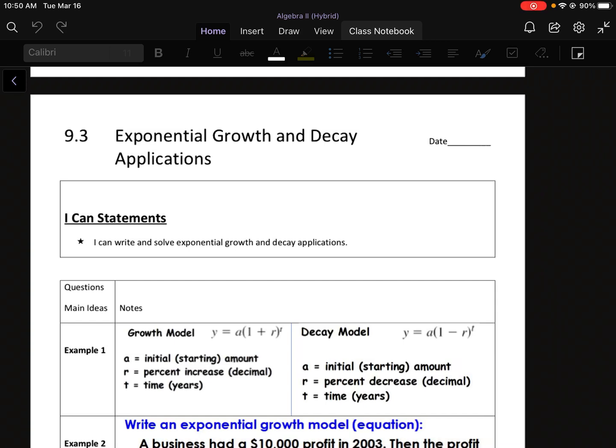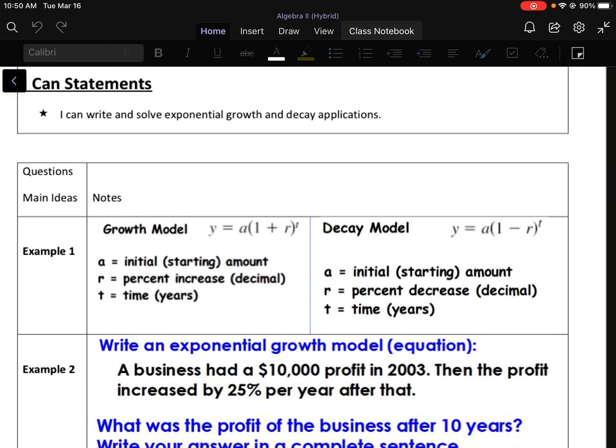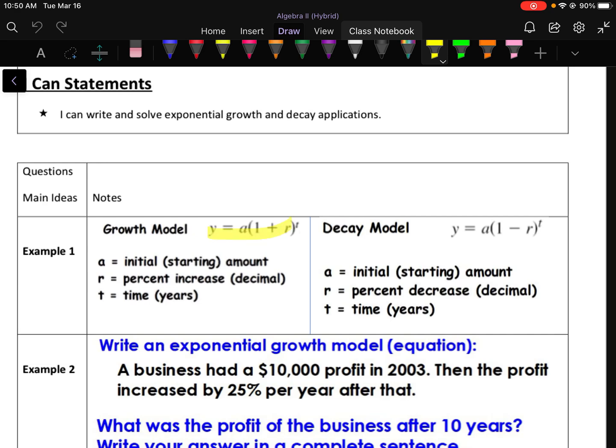All right, we have section 9.3 here on exponential growth and decay applications. So our goal here is to write and solve exponential growth and decay applications. And to make your life a little bit easier, these two formulas will be given to you. It's not going to tell you if it's exponential growth or decay. There's going to be two other equations with them. So you have to know which one to use and what all the variables stand for.